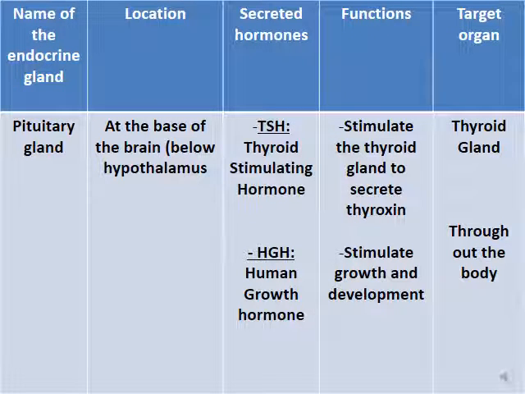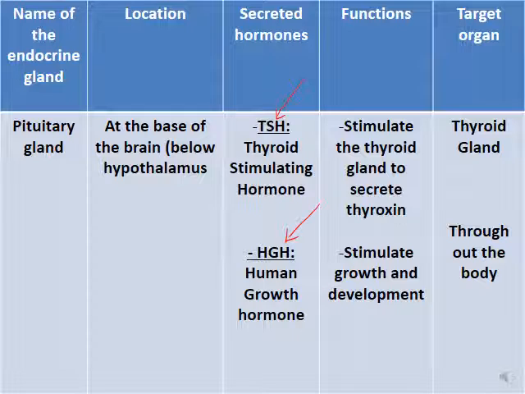We started about the types of glands, or the different glands that we have. We talked about the pituitary gland. We said that it's located at the base of the brain below the hypothalamus. It secretes two hormones, the TSH, thyroid stimulating hormone, and the HGH, the human growth hormone.